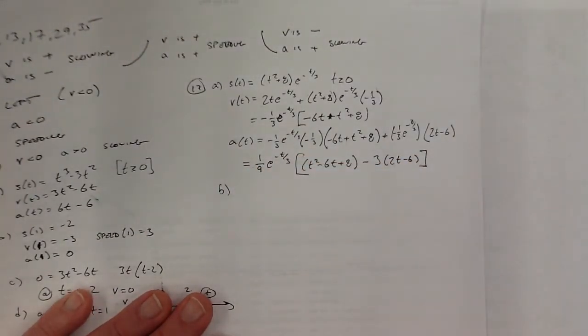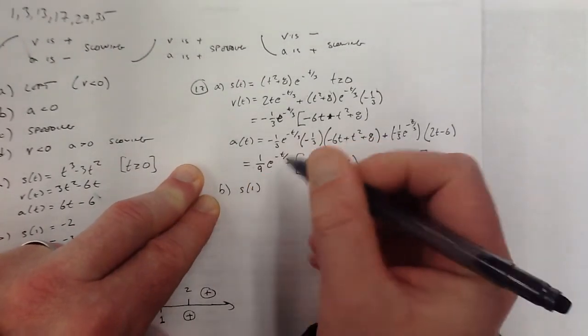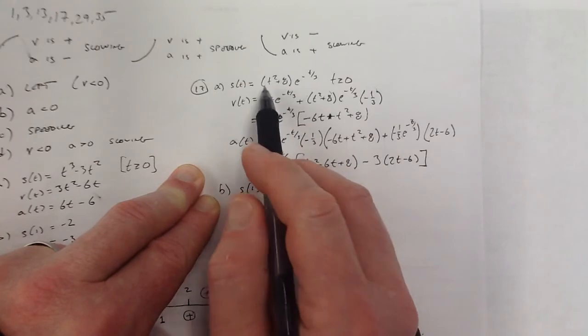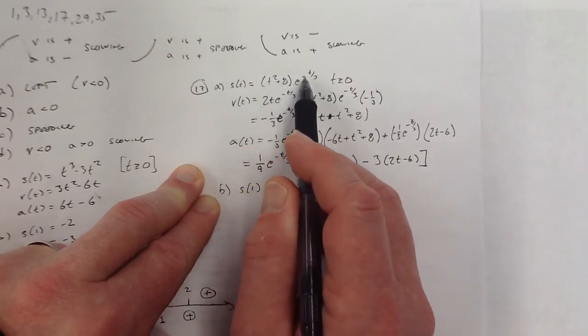All right, part B. Got to find all the stuff at time 1. Position, when I plug 1 in, is 9e to the negative 1/3.